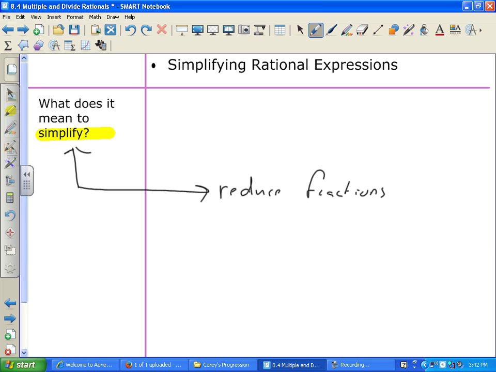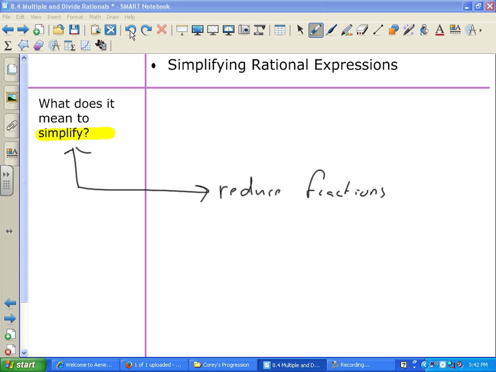Again, simplifying fractions, reducing fractions, those words go hand in hand. Later on, we're going to solve problems. But today and tomorrow, we're really just simplifying. There's no equal sign in the problem, so that means we had better not get a solution. No solutions, just actual reduced fractions. That's what we're looking at.